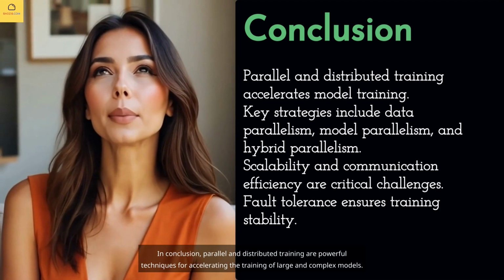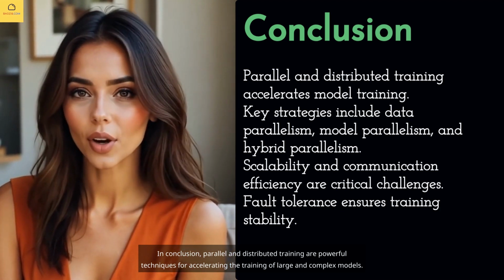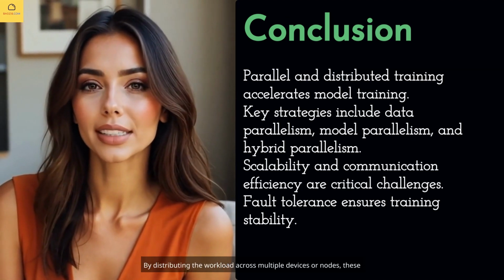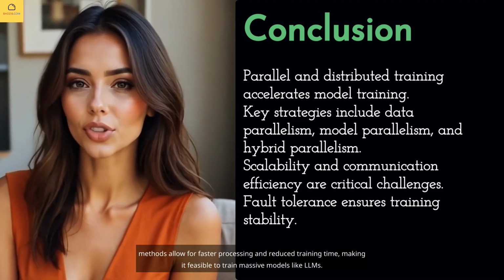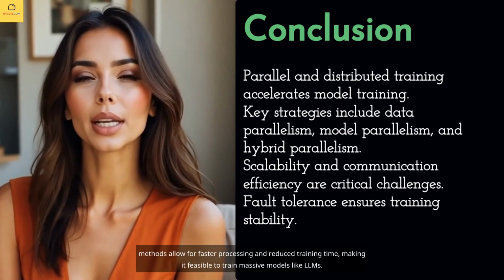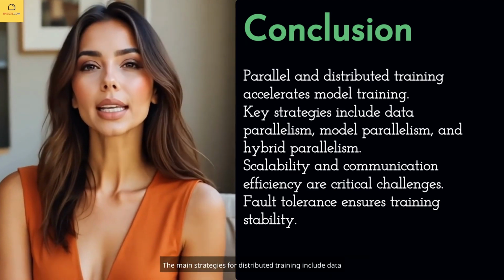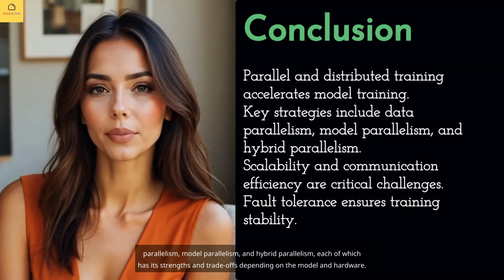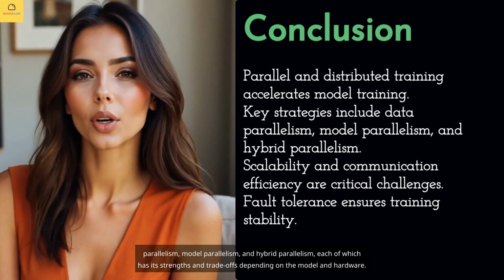In conclusion, parallel and distributed training are powerful techniques for accelerating the training of large and complex models. By distributing the workload across multiple devices or nodes, these methods allow for faster processing and reduced training time, making it feasible to train massive models like LLMs. The main strategies for distributed training include data parallelism, model parallelism, and hybrid parallelism, each of which has its strengths and trade-offs depending on the model and hardware.